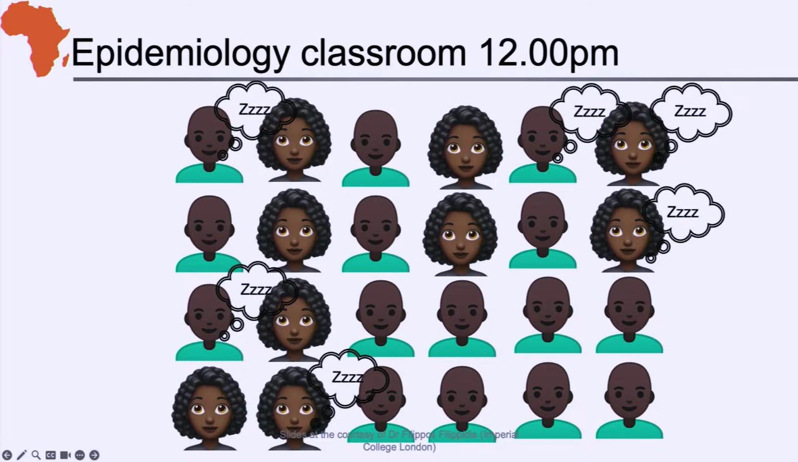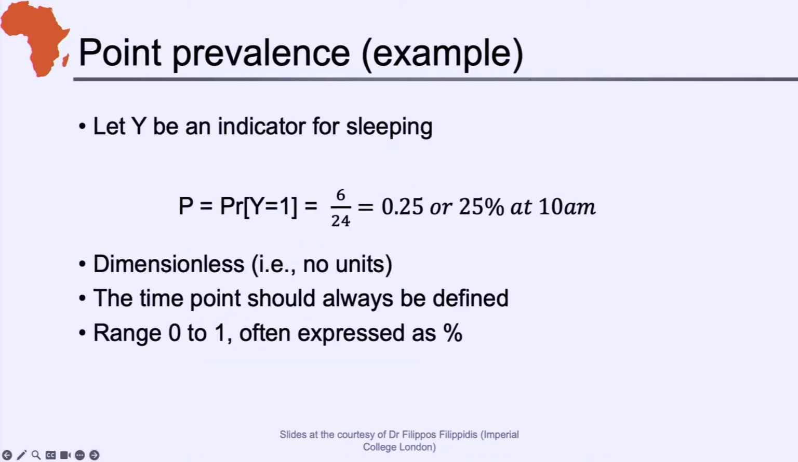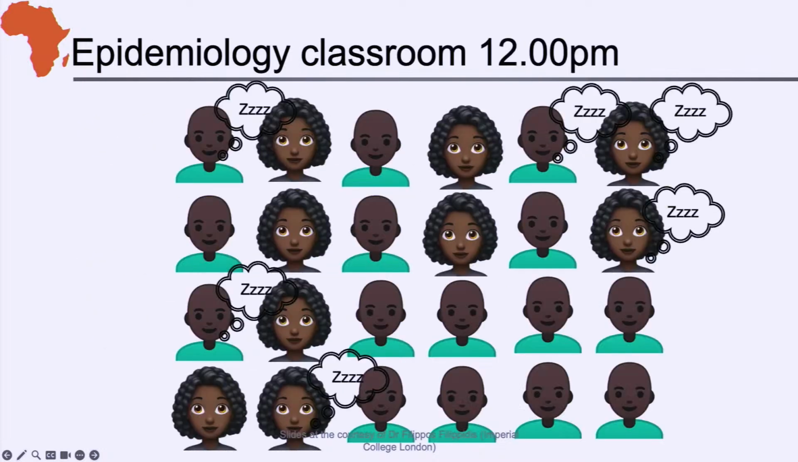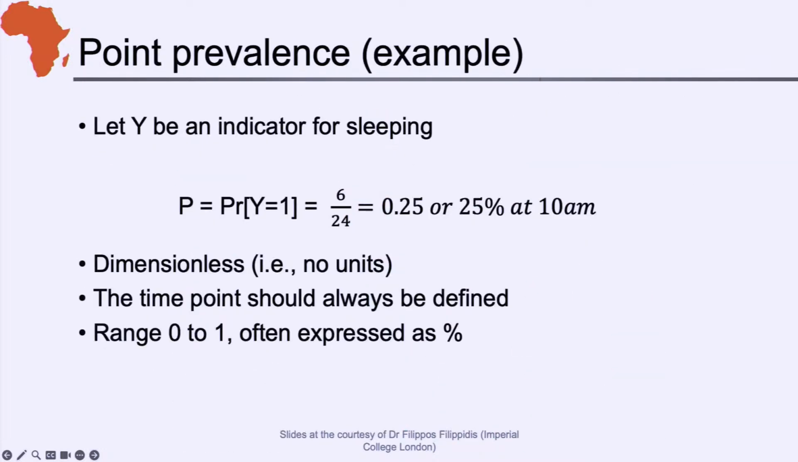Going back to our classroom, we still have 6 people sleeping at 12 p.m. And so we would be able to calculate the point prevalence from this basic information where we have 6 people. But rather than 18 in our odds calculation, we take the entire population, which is 24. So that is 0.25 or 25% at 10 a.m. This is dimensionless, but as you see here, I'm stating, sorry, it's not 10 a.m., I'm wrong, 12 p.m. Okay? This is meant to be 12 p.m.